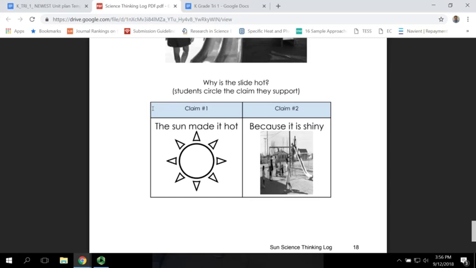So even if they're not directly arguing with each other, they can be somewhat arguing with you and say, well, okay, if the sun makes it hot, how do you know that? What's your evidence behind that? And hopefully they would cite some things that they collected in the experiment, like that things in the shade were cool and things like that.